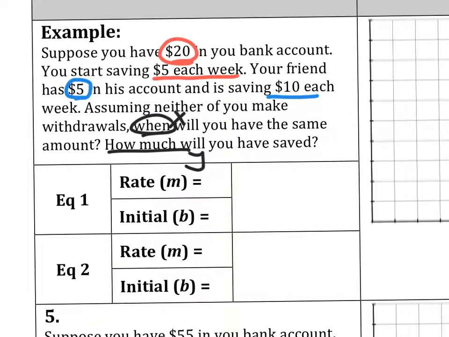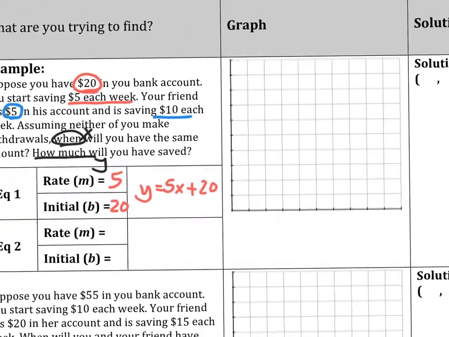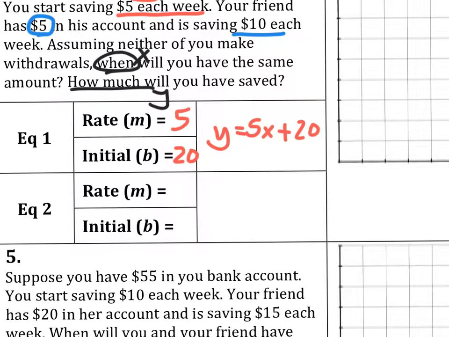So what's the rate of the first one? Well, I start off with 20, so that's my initial amount, and I save $5 each time. Y equals 5x plus 20. In other words, I start with $20, and every week I'm adding $5 to that. I won't think about the graphing until I get the other one down. The next one, I start off with $5, but this guy saves $10 each week. So y equals 10x plus 5.